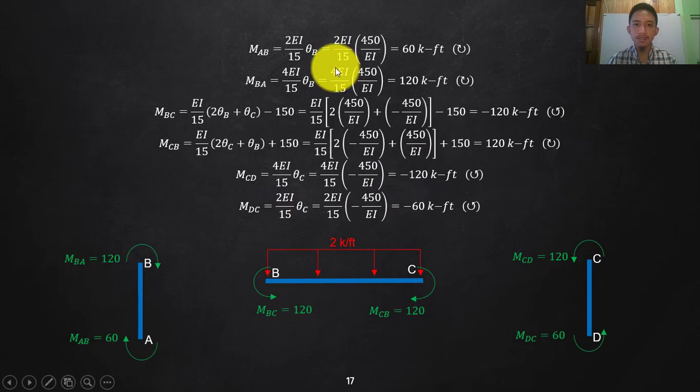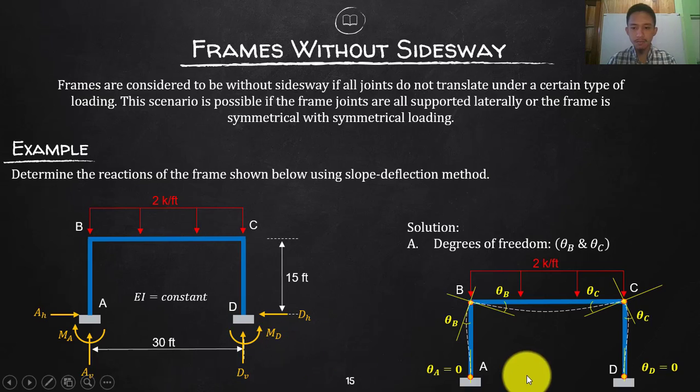If you will try to attest your MAB and MDC, they should be the same moment, because actually it is symmetrical loading, symmetrical frame. So the moment here should be the same as the moment there. And then since that is just the end moment, all we need to do is transfer. That will be our reactions for MA and MB.